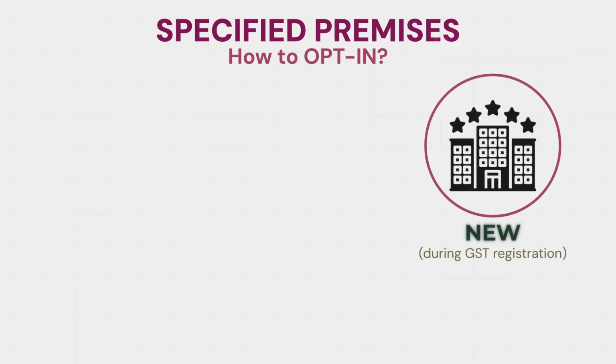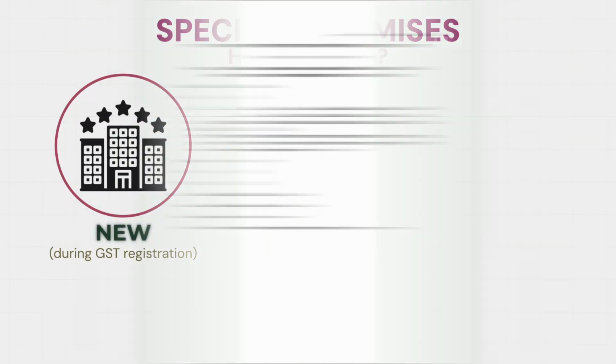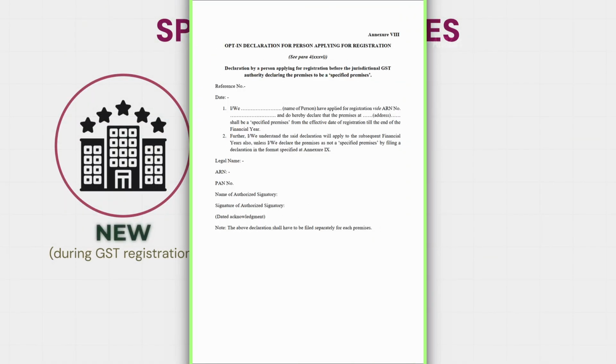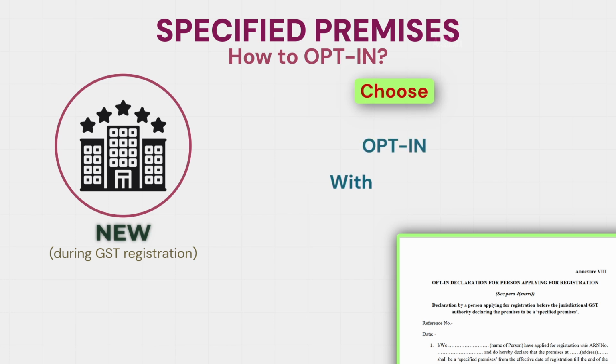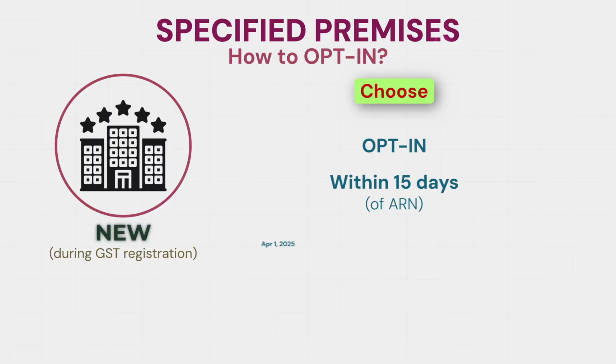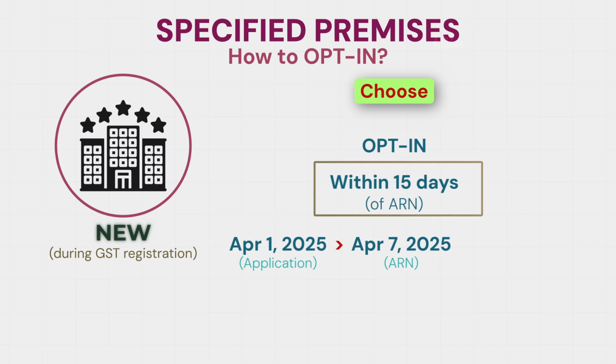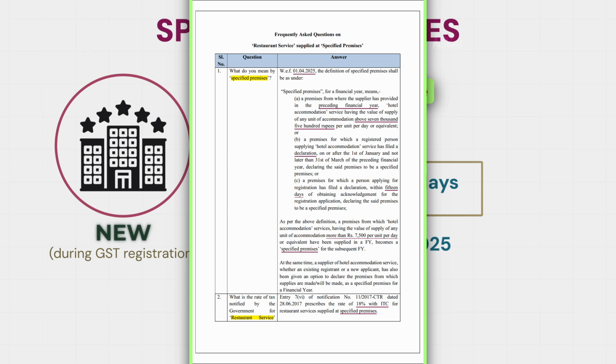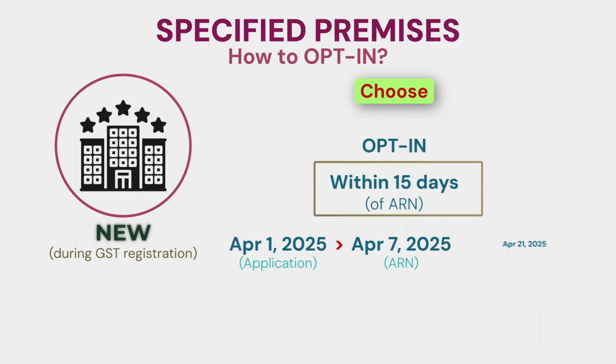Then the third category, new registrants. Such hotels have to file declaration in Annexure 8. And this declaration has to be filed within 15 days of obtaining ARN, application reference number. Now, ARN is the acknowledgement that you get when you apply for GST registration. For instance, let's say you apply for GST registration on 1st April 2025. ARN is generated on 7th April 2025. So you'll have to file Annexure 8 within 15 days of ARN. And according to FAQs released by CBIC, the deadline in this scenario would end on 21st April 2025.